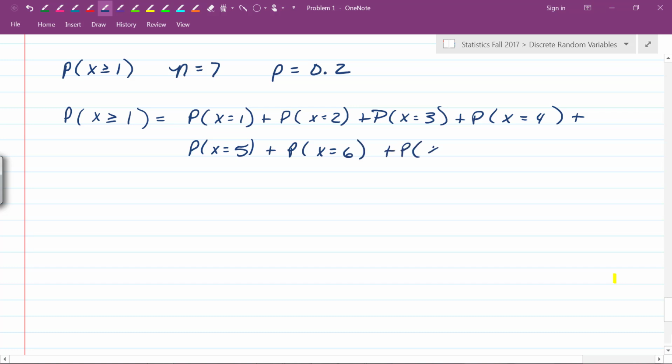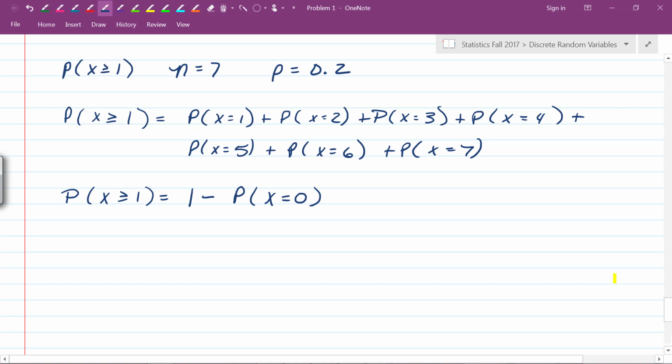I could do that by looking them up in the chart, and that would be fast and easy. But I'm on a test, and I want to save time because my time is valuable. So I am smart enough to know that this is the same thing as saying that the probability that x is greater than or equal to 1 is equal to 1 minus the probability that x equals what? Take a guess. 0. Correct. So all I have to do now is look up one probability and I'm done.